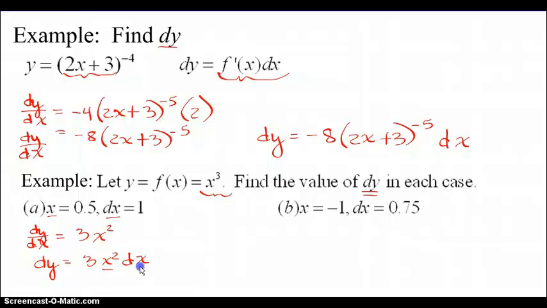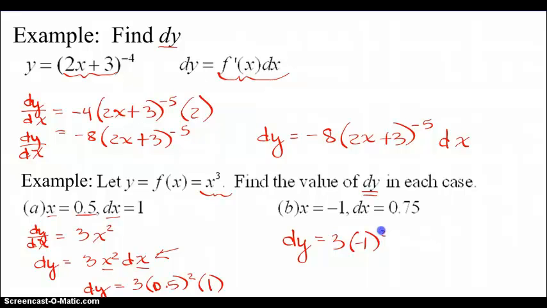If I have an x value and a dx value, I can find dy. So I have dy equals 3 times, here it tells me x is 0.5 squared, and it tells me dx is 1. And again, I don't have to simplify. Here is the same function, and I've already found the differential equation. Again, I'm going to plug in the x value they gave me and the dx value they gave me, and there is a numerical value for dy in the case of part B.